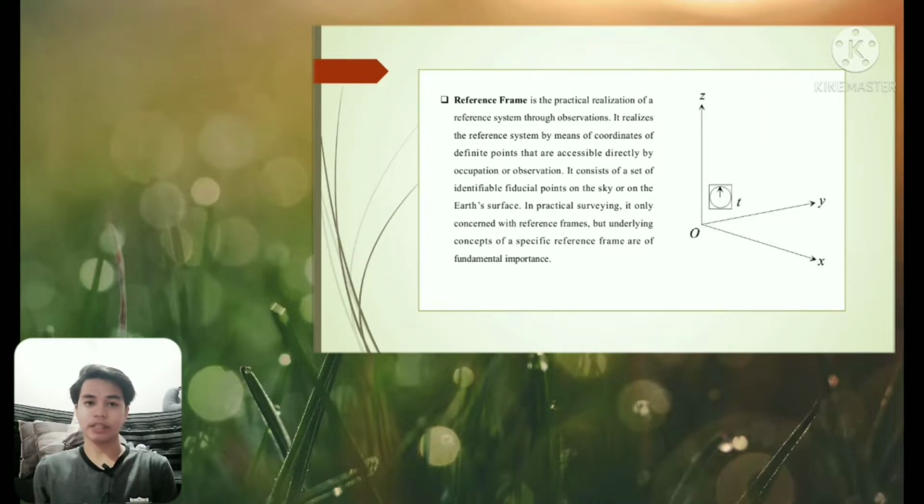It consists of a set of identifiable fiducial points on the sky or on the Earth's surface. In practical surveying, we are only concerned with the reference frames, but the underlying concepts of a specific reference frame are of fundamental importance. The reference frame is the realization of the reference system. It is made possible through physical points on the Earth's surface, satellites in near Earth orbit, and celestial objects, along with parameters describing geometry and gravity over time.